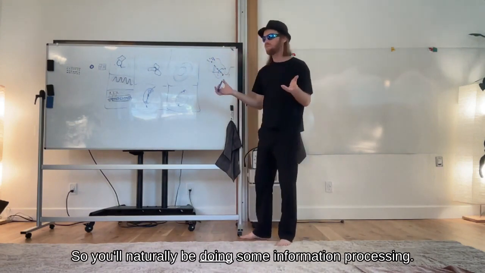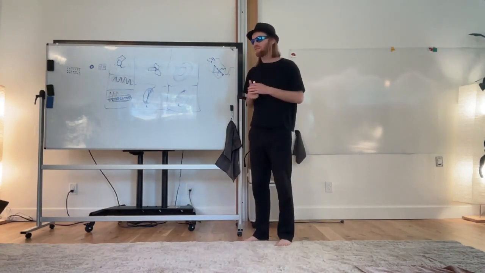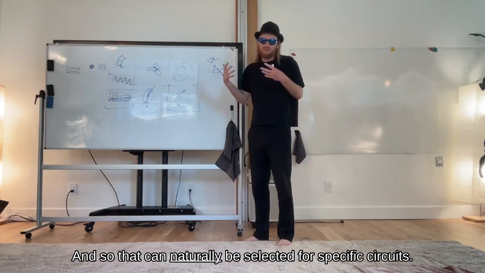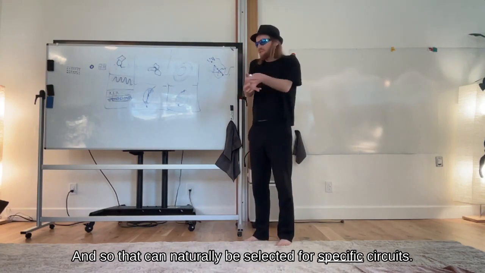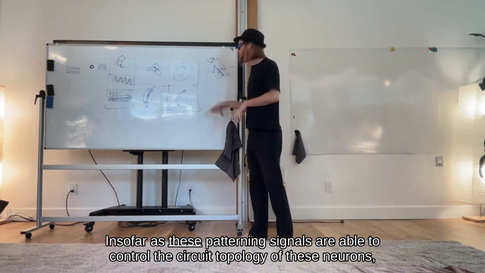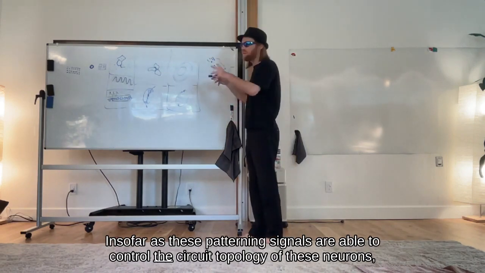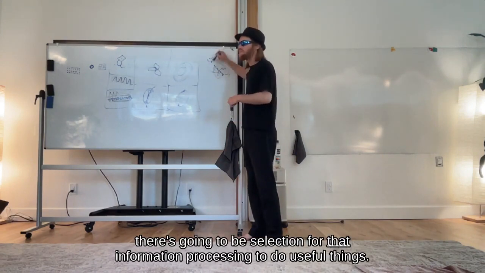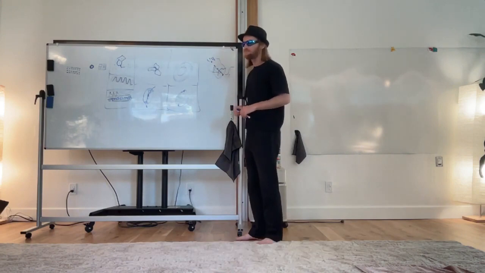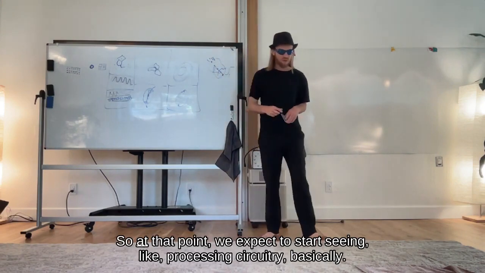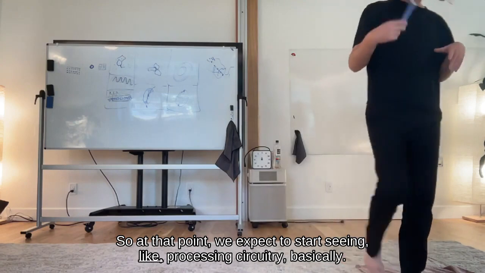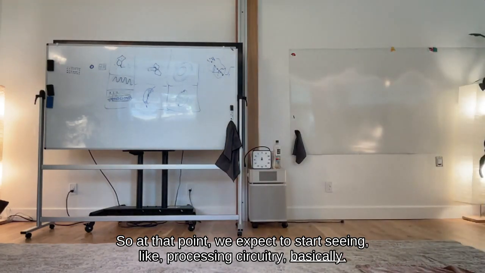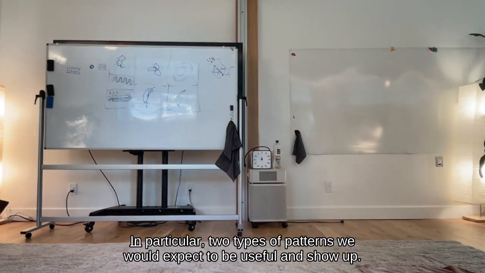So you'll naturally be doing some information processing, and so that can naturally be selected for specific circuits, right? Insofar as these patterning signals are able to control the circuit topology of these neurons, there's going to be selection for that information processing to do useful things. Yeah. So at that point, we expect to start seeing processing circuitry, basically. In particular, two types of patterns we would expect to be useful and show up.